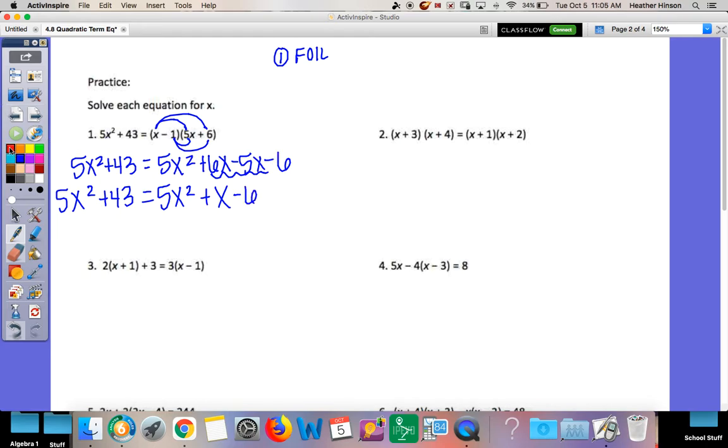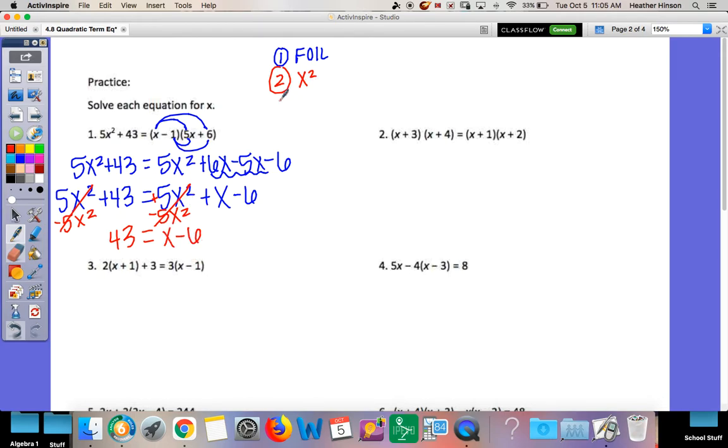Now that I finished my FOIL, the next thing I want to do is start combining those like terms, but they're on opposite sides. So I have to use SADMEG. So I'm going to get my x squareds together first. So I'm going to move this one over here. It's positive, so I'm going to subtract it over. 5x squared minus 5x squared is 0. Bring down the rest.